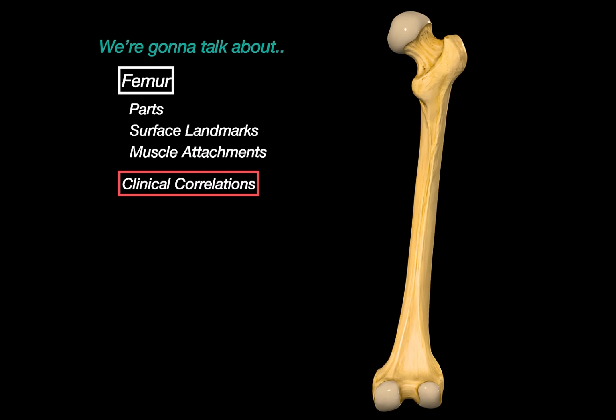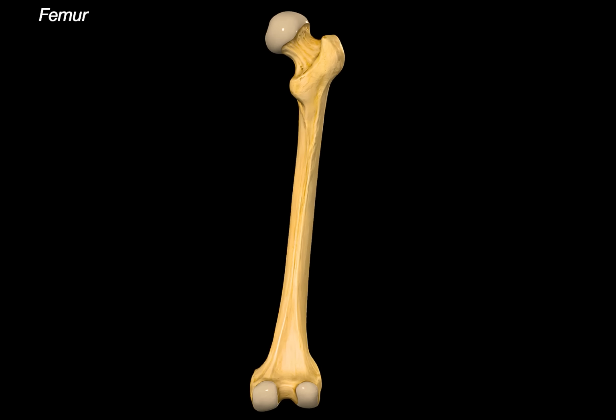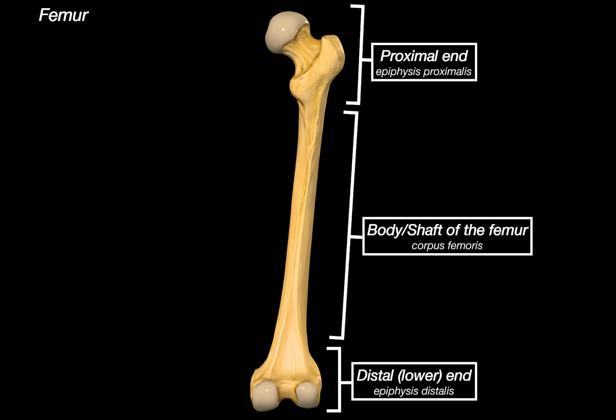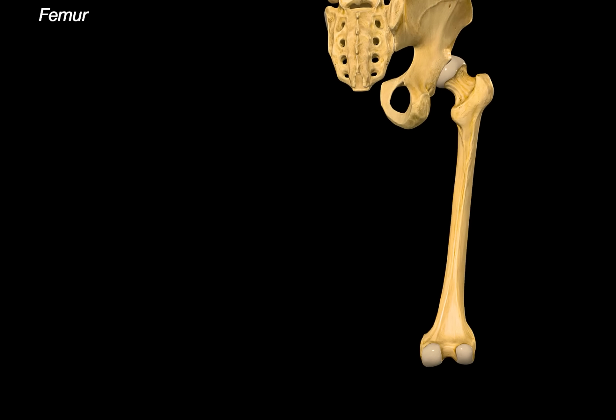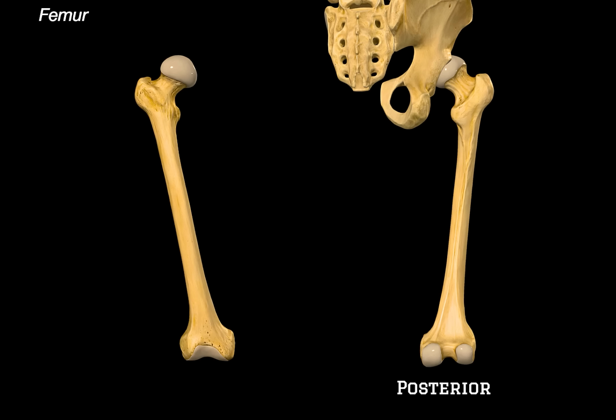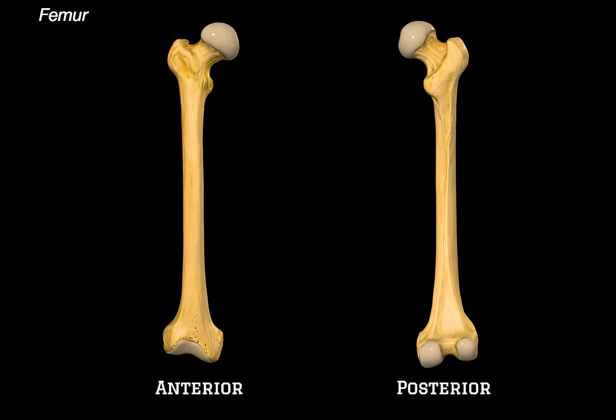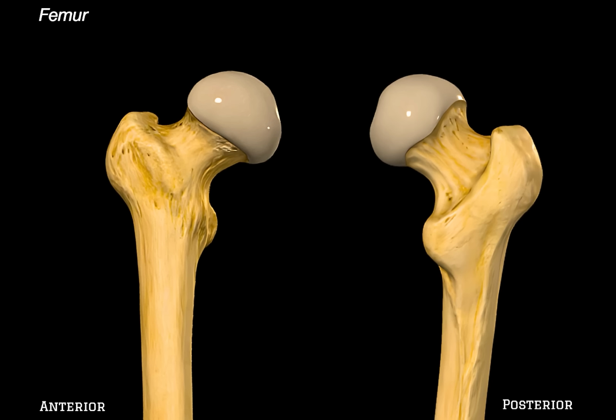Alright, let's get started. This is how I understand everything regarding the femur. I start by dividing it into a proximal part, a body of the femur, and a distal end. Let's just orientate ourselves first. The femur we're looking at now is the posterior view, and here on the left side of the screen is the anterior view. Let's now isolate the bones and start with the proximal part first.